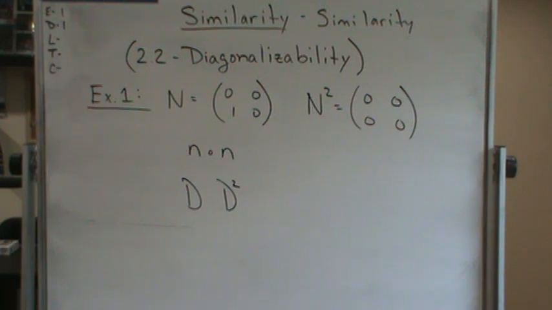So not every similarity class contains a diagonal matrix. And so now we're going to characterize when a matrix is diagonalizable.